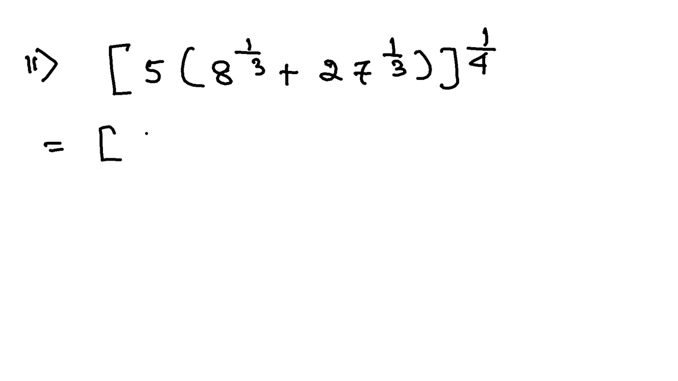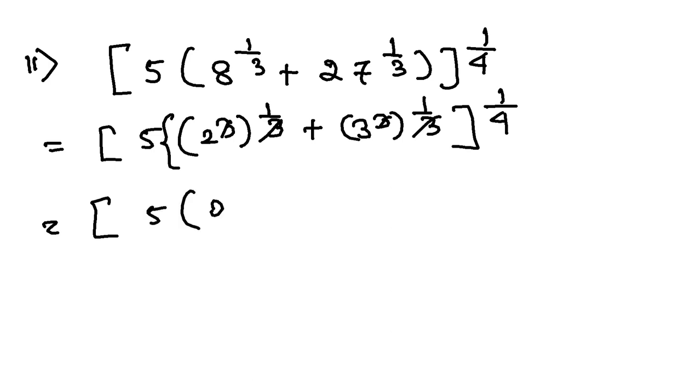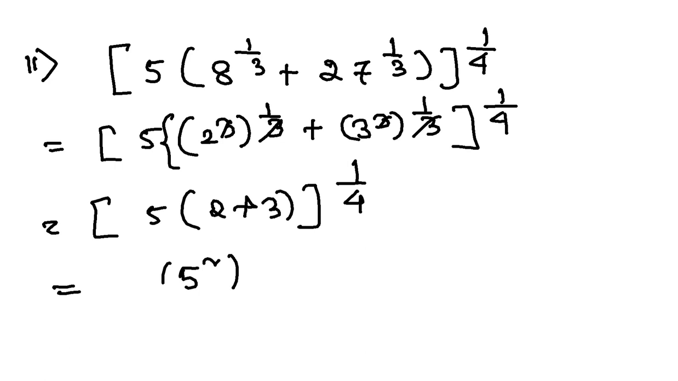So this means 8 is basically, let me use another bracket over here, 8 is 2 cube whole to the power 1 by 3 plus 27 is 3 cube whole to the power 1 by 3 whole to the power 1 by 4. This brings 3 and 3 cancel, 3 and 3 cancel, 5 inside you have 2 plus 3, isn't it? Whole to the power 1 by 4, 2 plus 3 is 5, 5 into 5 means 5 square whole to the power 1 by 4, and my final answer is 5 to the power 1 by 2.